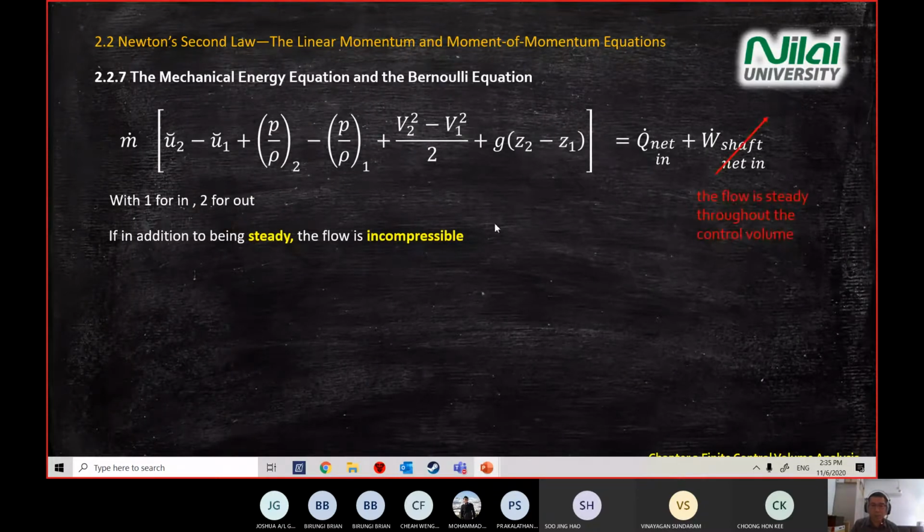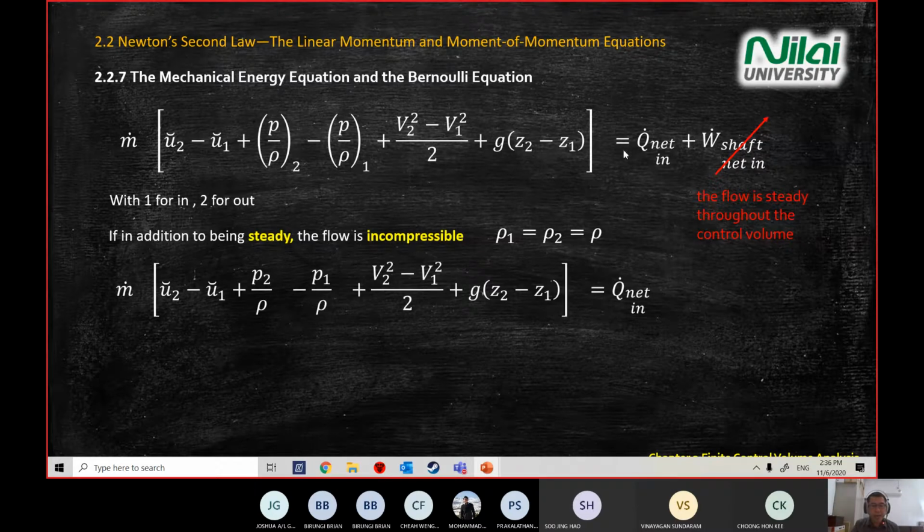Before we go for that, if we have a control volume for our mechanical energy equation and the flow is steady throughout the control volume, then the power for the shaft means we don't have work on the shaft itself. And when we have an incompressible statement in our question, it means that in this equation all our density will be the same. Don't put it as 0; there is a value for density.